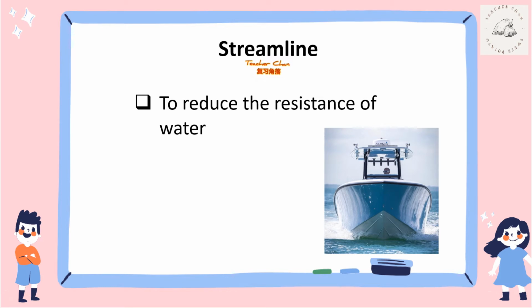Streamline. Usually, for the design of an object in the water, we use this term, streamline. The streamline helps to reduce the resistance of water so that the object will move with high velocity in the water.